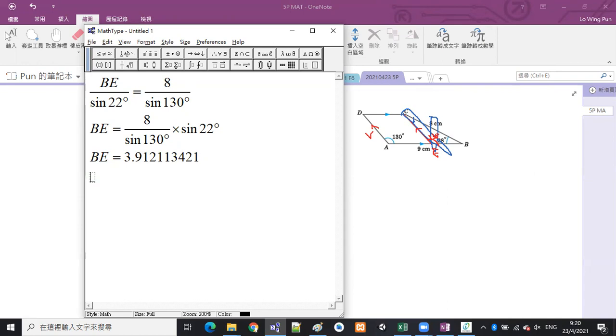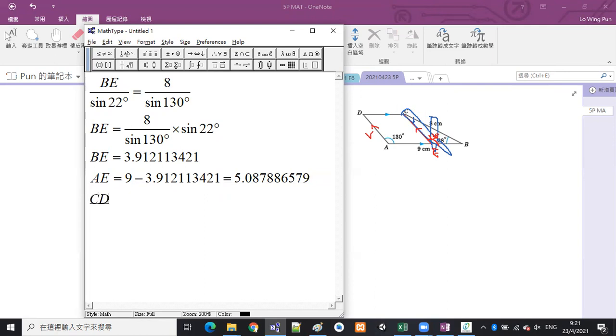Okay. And then, after finding the length of BE, we can use 9 cm to take away the part BE, and the remaining part will be AE, right? AE is equal to 9 minus 3.912113421. Okay, that is 9 minus answer. That's 5.087886579. Okay, but the required length CD is exactly equal to AE.